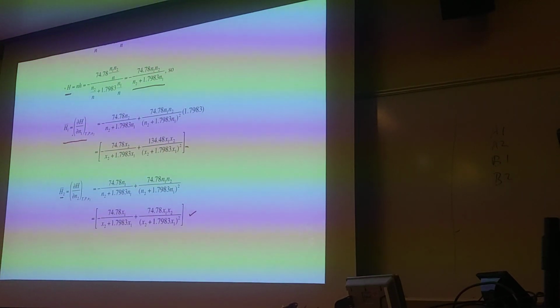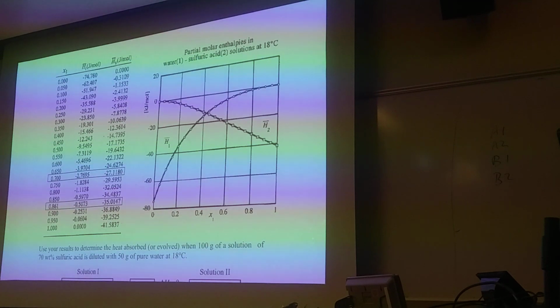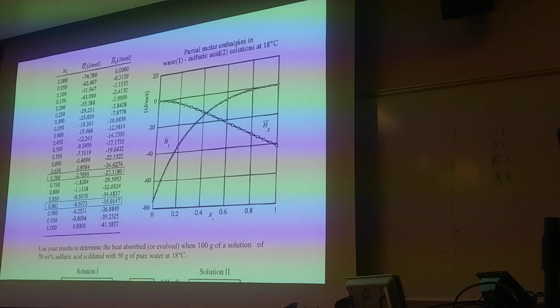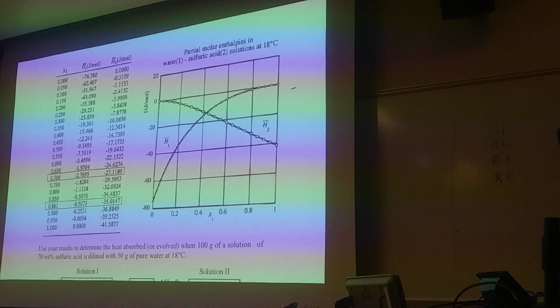So now we're ready to plot them, and it's convenient to make a spreadsheet for this. So I can write down a series of x1 values and calculate each of the partial molar enthalpies for those mole fractions of 1. So this is the way the final plot looks.